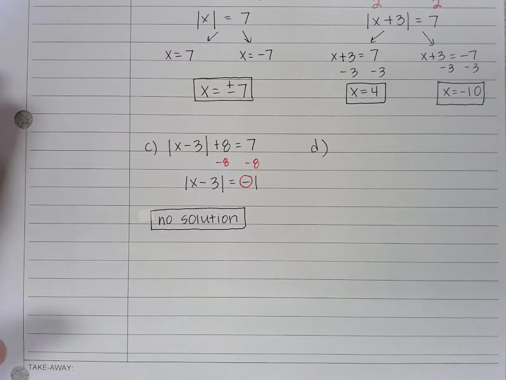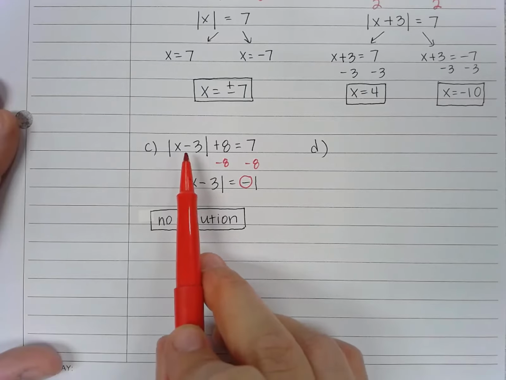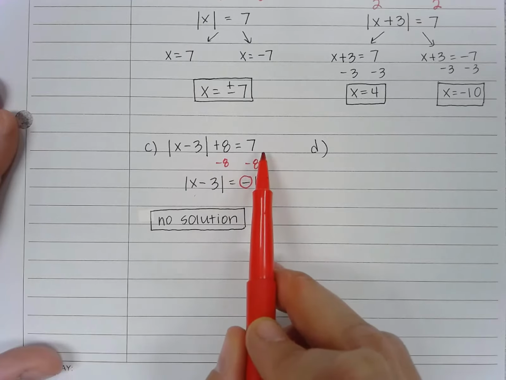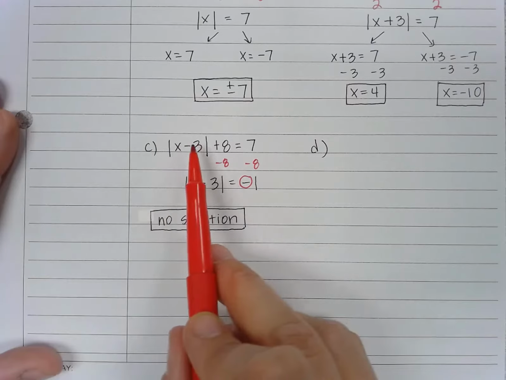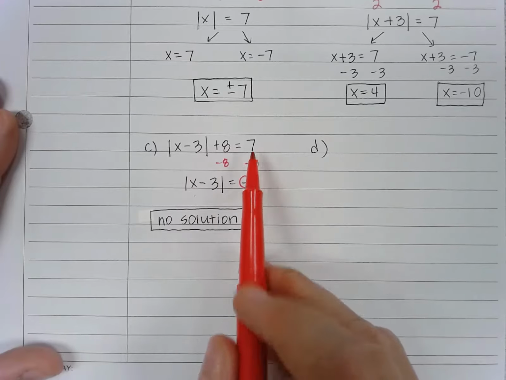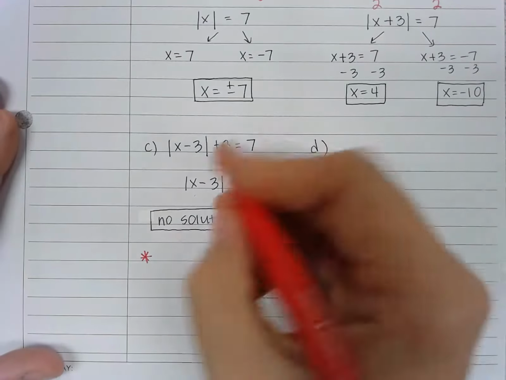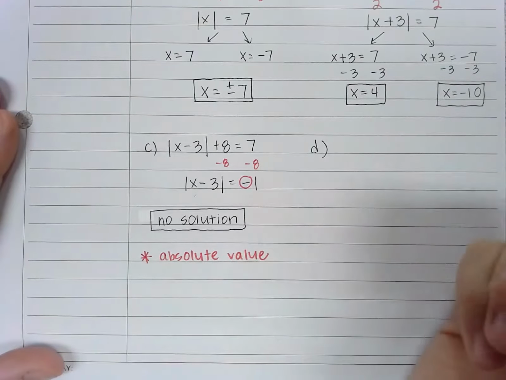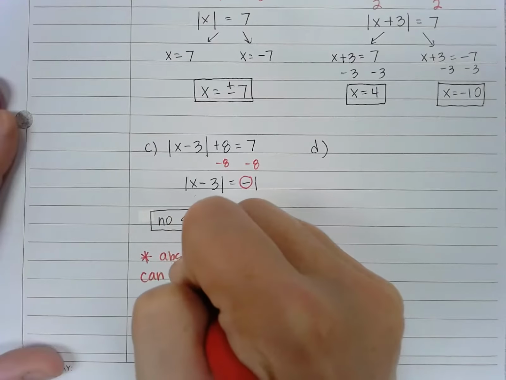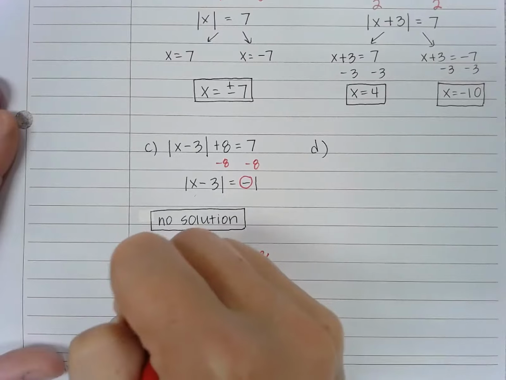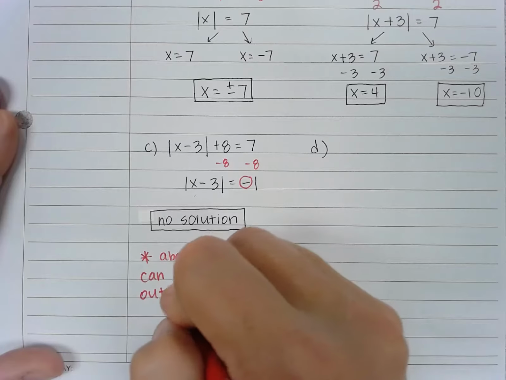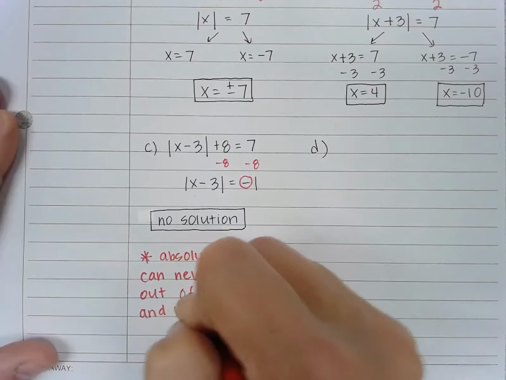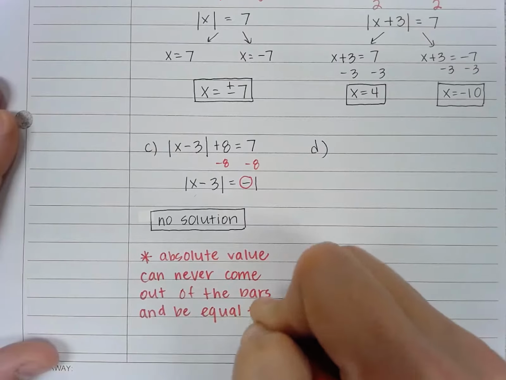And so this question doesn't have an answer. There's no number that you can plug in here and take 3 away and get the absolute value of it and add 8 to it and then have the answer be 7. Because this piece can never be negative, you can never add 8 to something positive and have it go down to 7. Just make a note on your papers right here like we did yesterday that says that absolute value can never come out of the bars and be equal to a negative number.